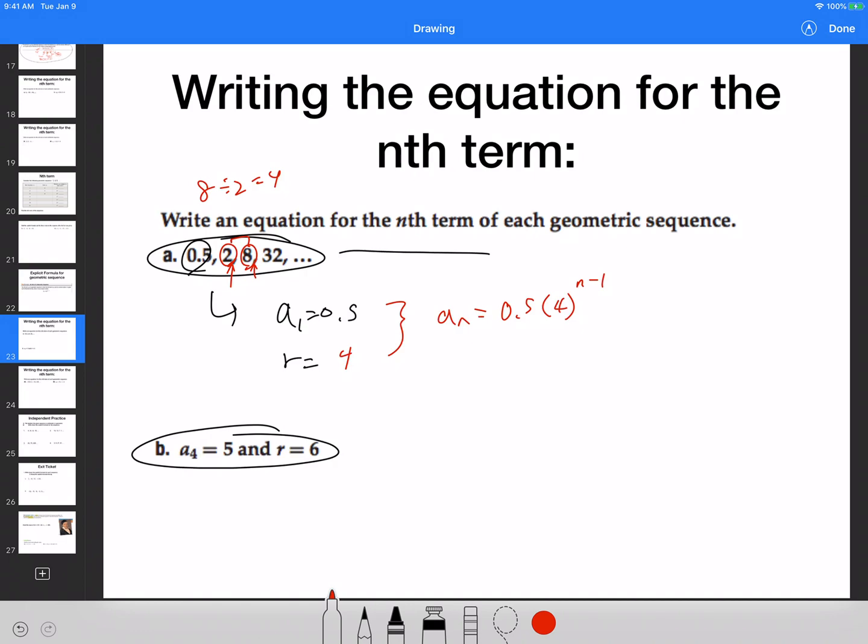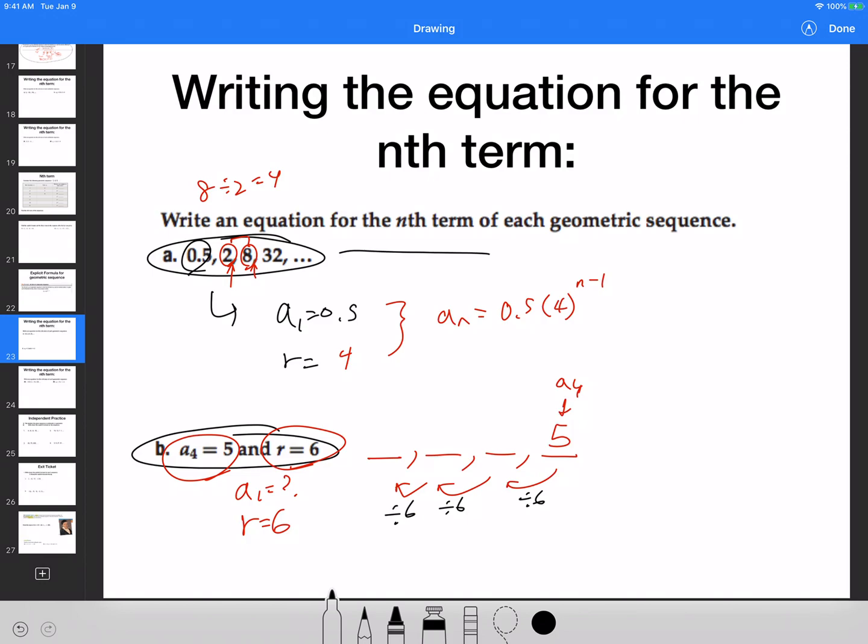That's it. Now the problem with this one is that I have the common ratio 6, but I have no idea what a sub 1 is. So I have to actually go out of my way and solve for it. If I know that there are 1, 2, 3, 4 terms, and this is the 5, this is your a sub 4. I actually need to retract back and solve for a sub 1. Or you can simply utilize the explicit formula. It doesn't matter. You can keep going in the opposite direction, which means you're dividing by 6 each time.